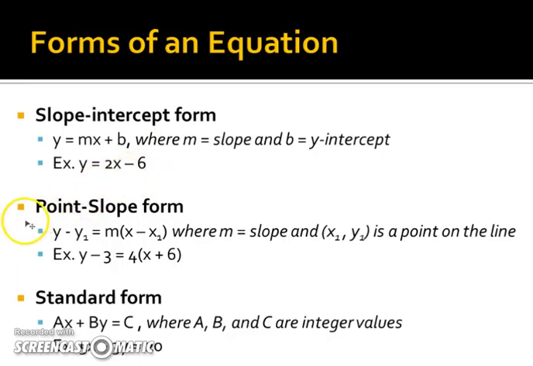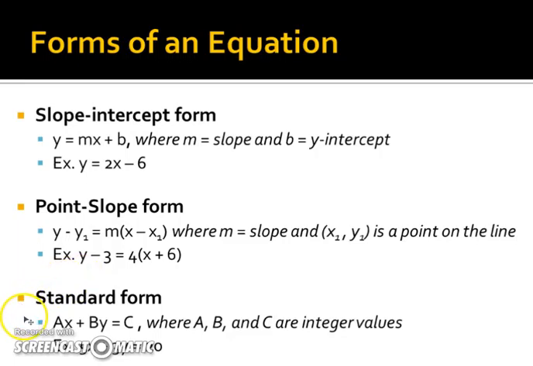The second type of equation that we've looked at is point-slope form. And that uses this equation, y minus y1 equals m times x minus x1. And m is still our slope, and this x1, y1 refers to a point on the line. So our x-coordinate and our y-coordinate, we're going to plug in for our y1 and x1. In an example equation, y minus 3 equals 4 times x plus 6.